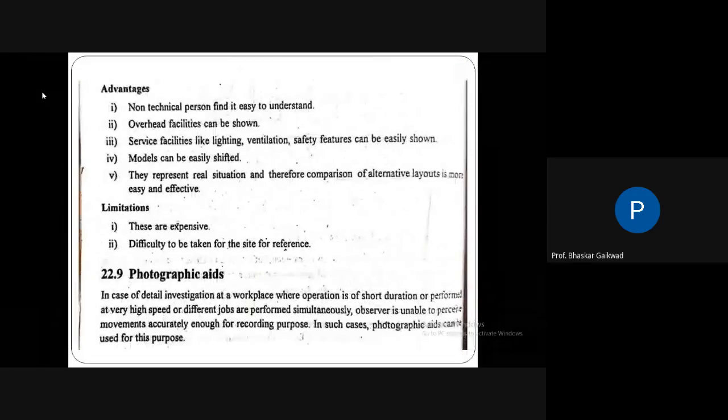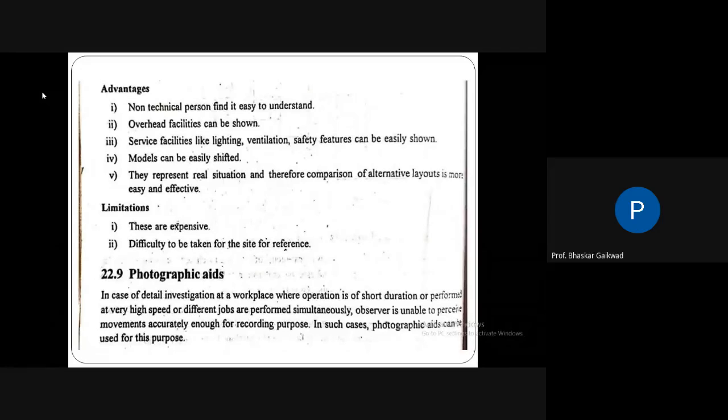Now the next point is photographic aids. This point is not in our syllabus, but from the GATE point of view, it is important, because sometimes a question will be asked, that's why I have taken this. In case of detailed investigation of a workplace where the operation is of short duration or performed at very high speed, or different jobs are performed simultaneously, the observer is unable to record the movement accurately enough. In such cases, photographic aids can be used.